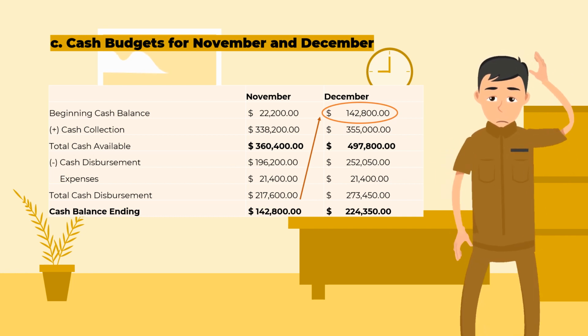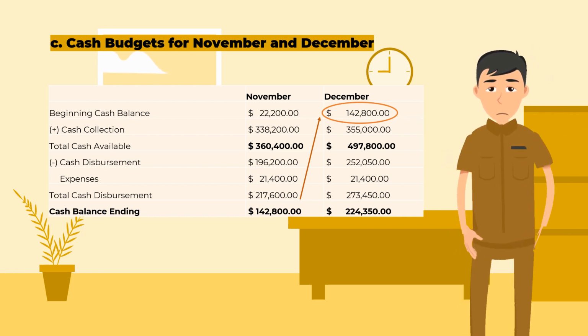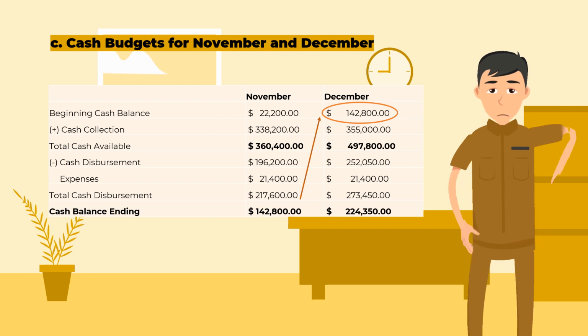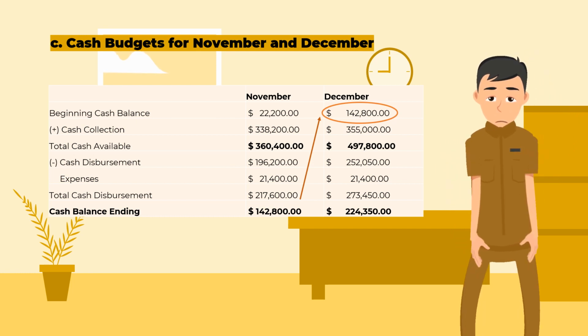And then to find the December beginning cash balance, just simply take it from the ending cash balance of November, and then add the cash collection that we also have calculated from the previous slide, and then we can get the total cash available, which is 497,800.